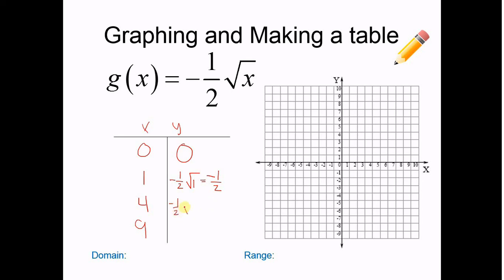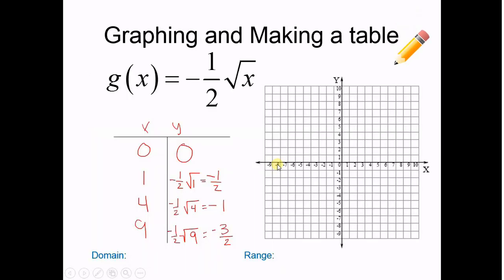Negative 1/2, square root of 4. Square root of 4, 2. 2 times negative 1/2, that's just negative 1. If you did that on the calculator, you'd get that. Negative 1/2, square root of 9. Square root of 9 is 3. 3 times negative 1/2, well, that's just negative 3/2. This one kind of has a little bit of dirtier numbers here, but that's okay. It'll give us a graph nonetheless.